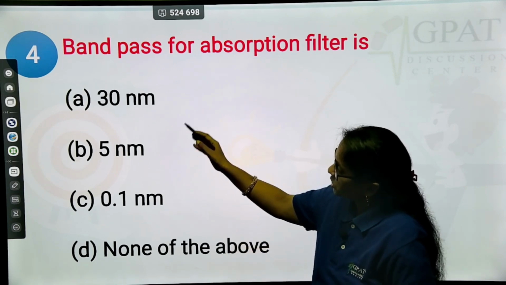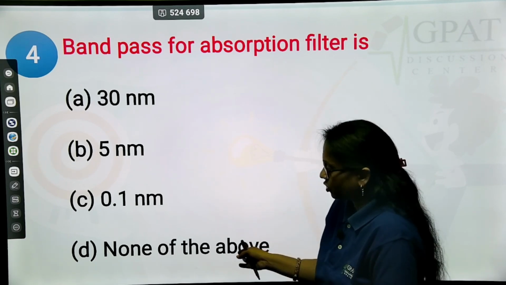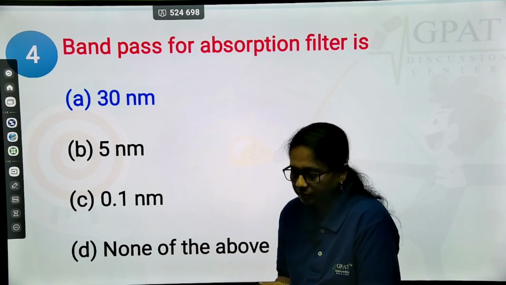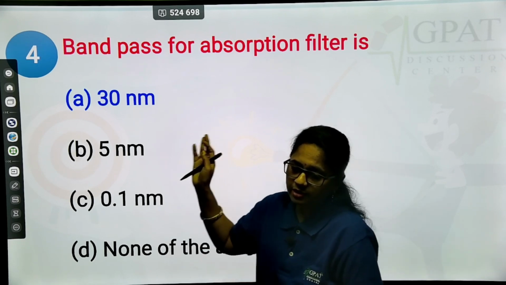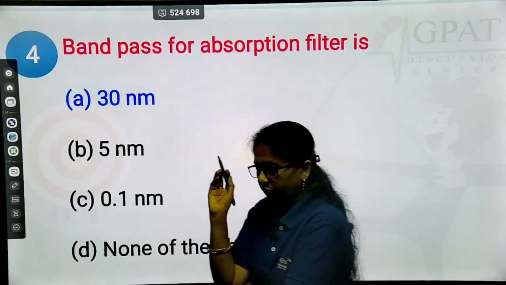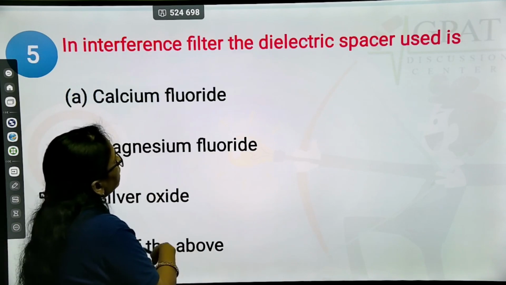So they have given the options 30 nanometer, 5 nanometer, 0.5 and none of the above. Actually D won't be there, but 0.1 we cannot expect. This we can expect in case of the gratings, and 5 nanometer we can expect in case of the prisms, and 30 definitely if you are going to use the filters. So A is going to be the right answer.